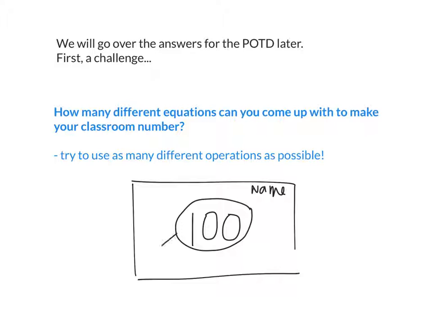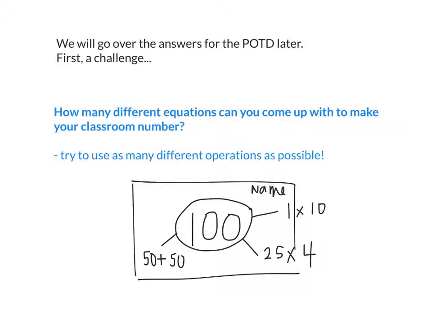Haruto? 50 plus 50, totally. Okay. What's another way I could make my classroom number? Maham? 25 times 4. 25 times 4. You can see I used a different operation there. Okay. Multiplication and addition. Millicent?